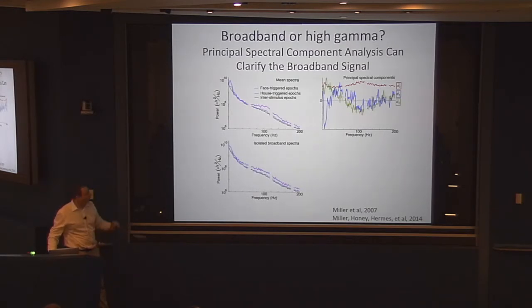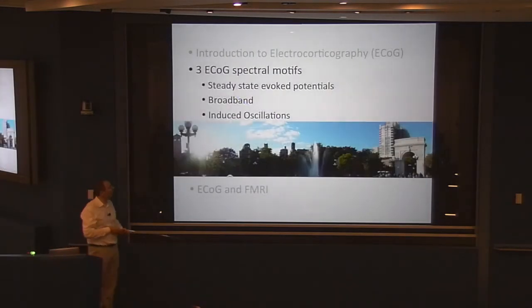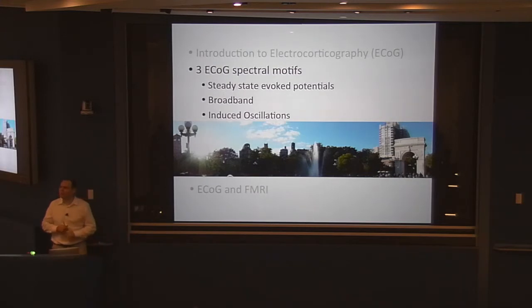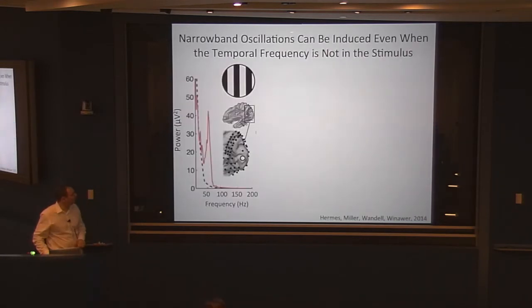Okay, so that's two types of spectral analyses and kinds of spectral data. There's one more I want to mention, which is induced oscillations. We heard a fair amount about this in November from both Matti Hamalainen and Oostenveld, so I'm only going to speak about it briefly.